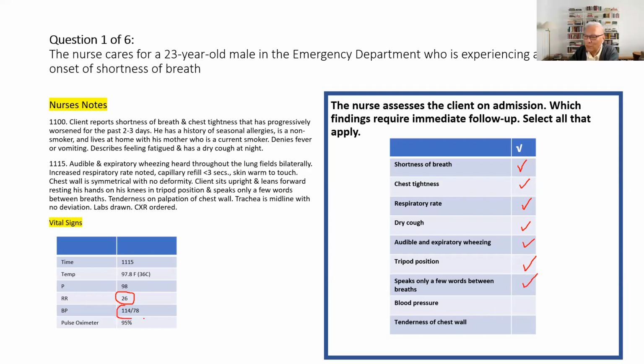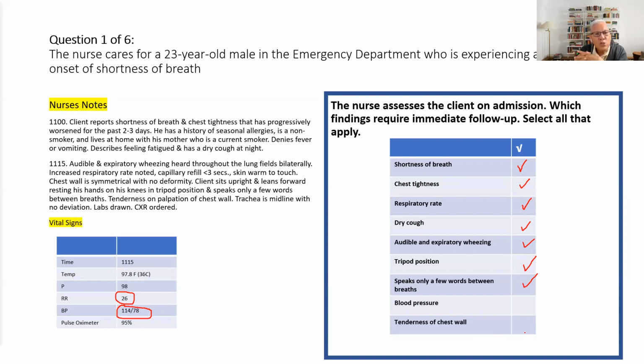Blood pressure, 114. No, okay. And tenderness of the chest wall. That doesn't seem to be a very serious finding, is it? You probably are going to have tenderness of the chest wall when you cough a lot, but you're not going to die from it, correct? So that might be correct.